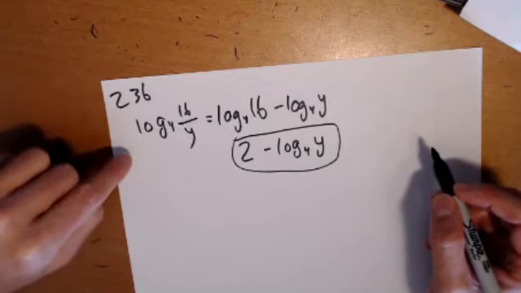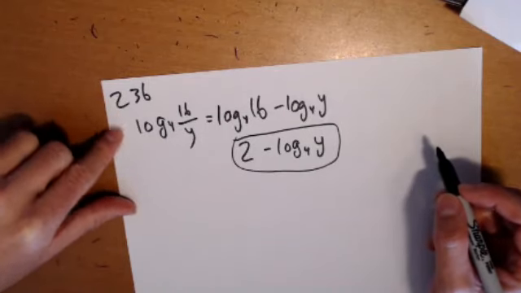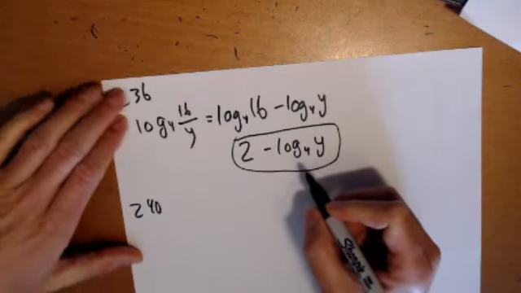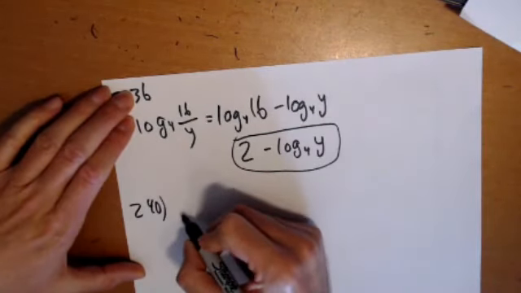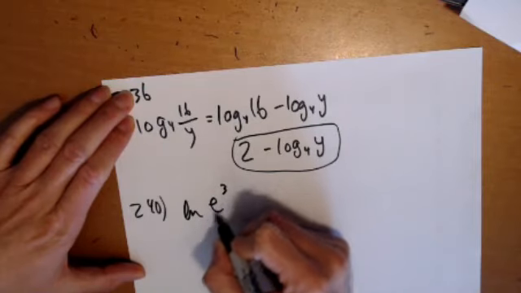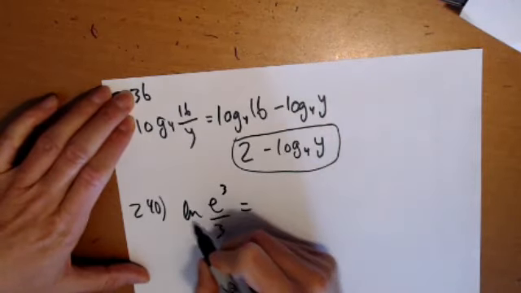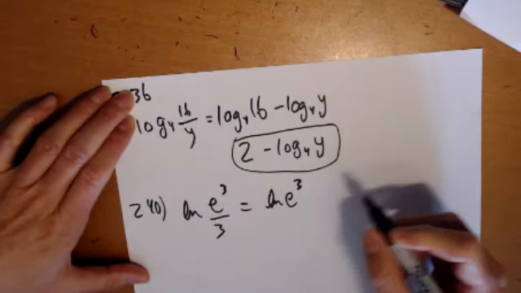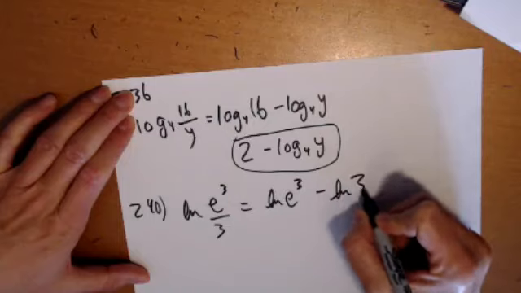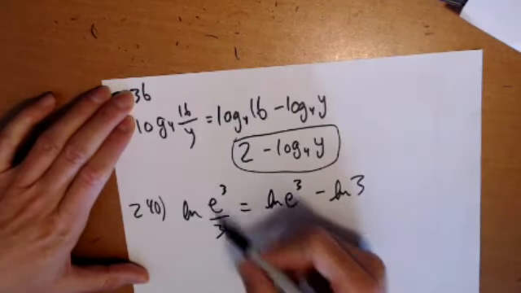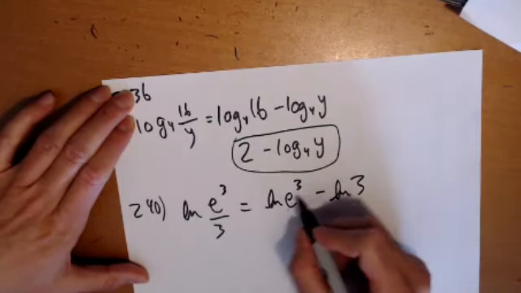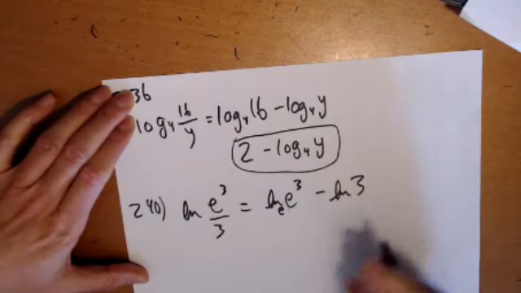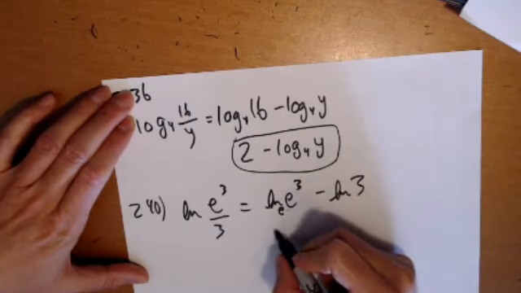Remember, log with no number is log base 10, and ln is just log base e. So let's do 240. Ln of e cubed over 3. So that's just log base e. So that's just ln of e cubed minus ln of 3. Top guy minus the bottom guy. Division is just subtraction. And ln of, isn't that really a little e? This is log base e, so you might want to think of a little e right there. e to what power gives you e cubed? 3.